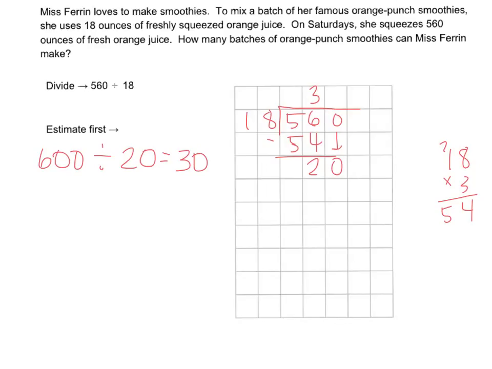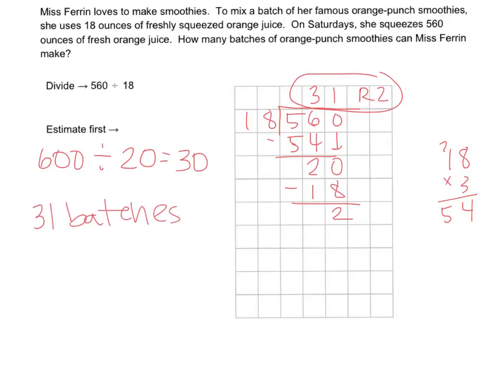Now I'm dividing 18 into 20. That will go 1 time. And then I just will have a few left over. So again, I multiply and subtract. 20 minus 18 is 2. So then I have 2 left over. So there's my quotient. Now in this problem, it does have some meaning to it. This means that I can make 31 batches of smoothies. Which, very nicely enough, was really close to my estimate.